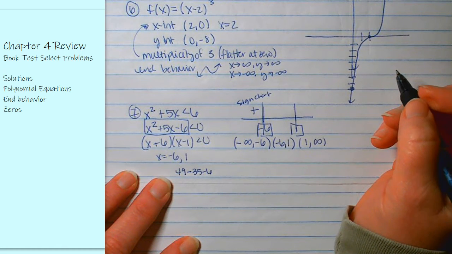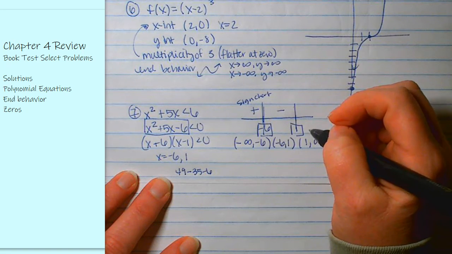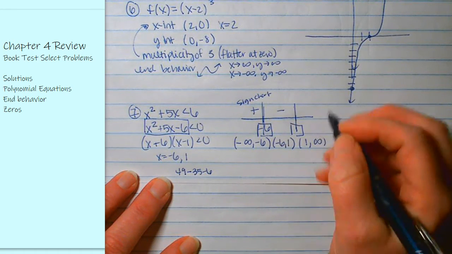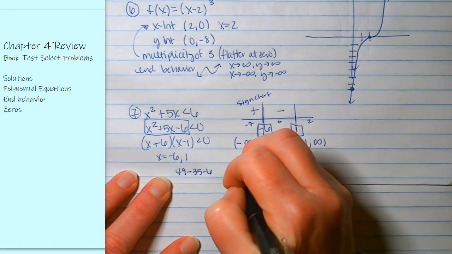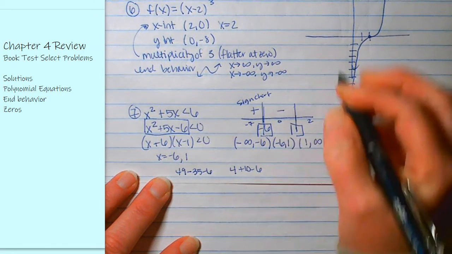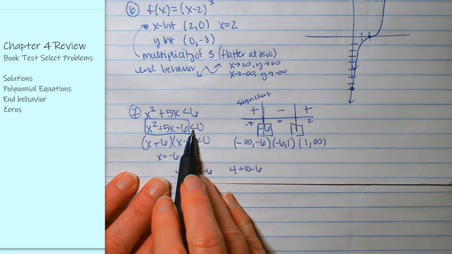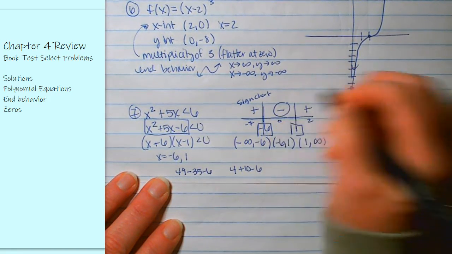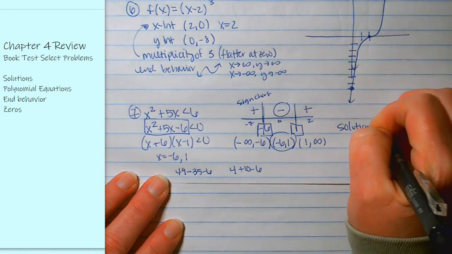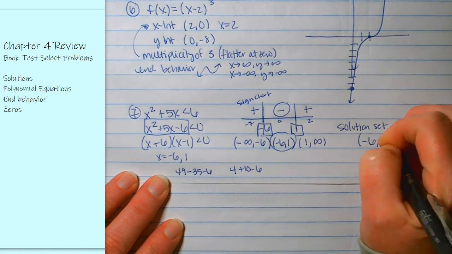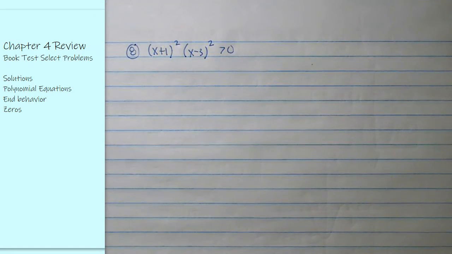If I plug in 0, I have negative 6, a negative number. And if I plug in 2, so I plugged in negative 7, 0, and 2, 2 is going to be 4 plus 10 minus 6. 14 minus 6 is positive. So what I needed is a number smaller than 0. I need these numbers, which means I need this interval. The solution set is all the x's in (-6, 1) for number 7.